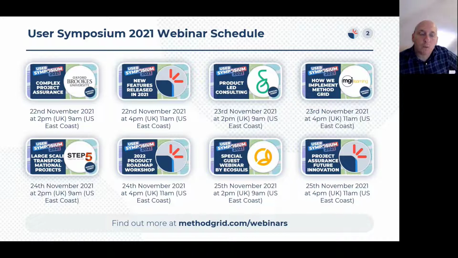Here we are now in our workshop for the roadmap 2022. And tomorrow, EcoSulis, who are rewilding and ecological experts, will be talking about how large-scale construction engineering projects can minimize their environmental impact. Finishing off the symposium this year, we've got Don Morehouse and Mark North, one of our senior developers, talking about the future of project assurance and how machine learning and AI can help with that.